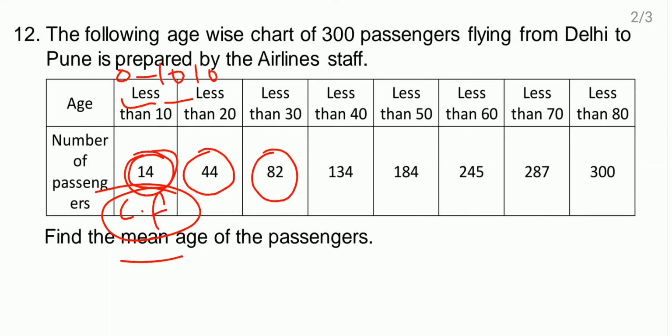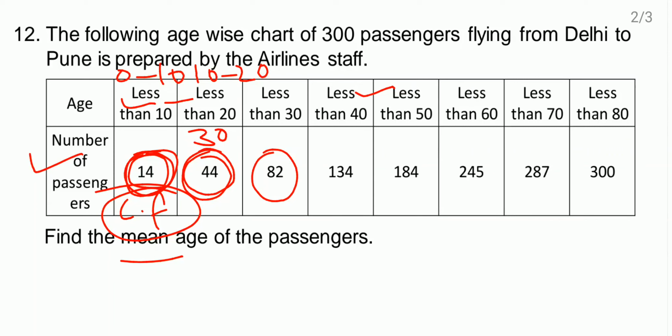And from 10 to 20, what will I do? 44 minus 14. It means that I will get 30 passengers here. So there are 30 passengers whose age is from 10 to 20. Correct? You have to understand that whenever they give you "less than" here, it means that in the second row they have given us the cumulative frequency. And from there, first we need to find out the frequency.